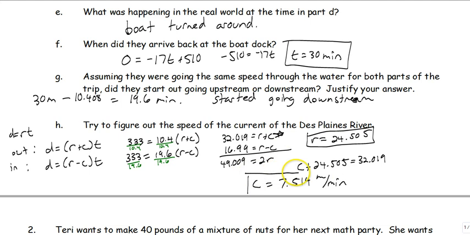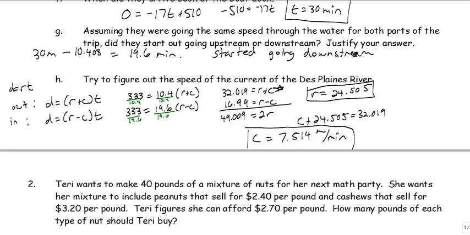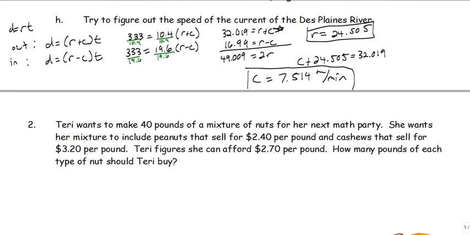And again, all I did there was use D equals RT twice. Except, again, our R is really the rate plus the current or the rate minus the current, depending on which way you're going. And then I just put the numbers in that I know, divided those out, and then did a system. And we got the current speed. Okay? Don't worry too much about that, but it's an interesting way to see how we can use systems to find pieces of information that we're missing.